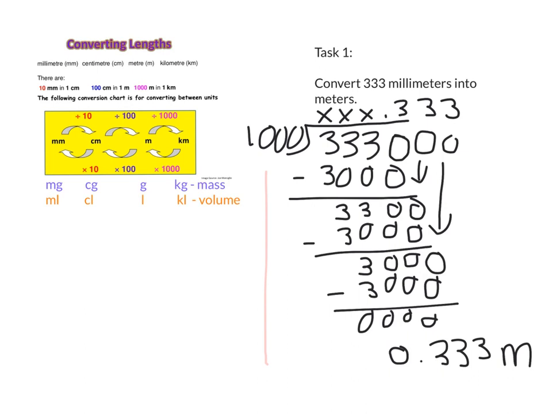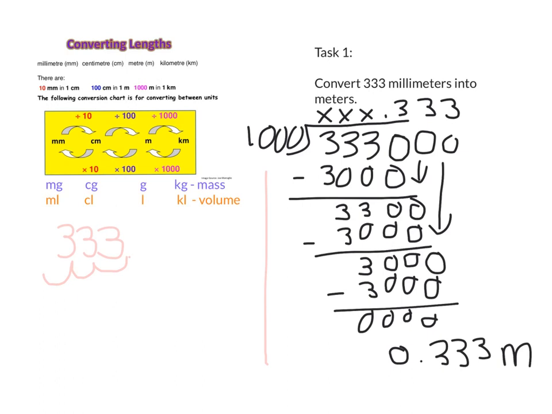So I have 1, 2, 3 zeros. So I'm going to write down my number. So my number is 333 millimeters. And my decimal spot, which is at the end, is going to move over towards the left 3 times because I have 3 zeros and because my number is getting smaller. So if I go ahead and move that, it's going to be 1, 2, 3, and there we end.